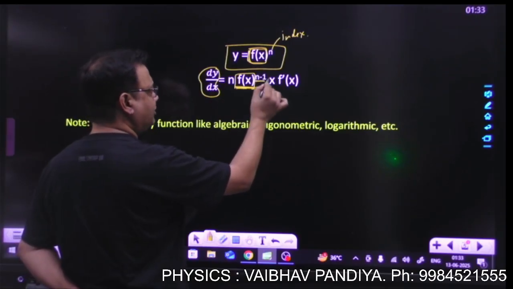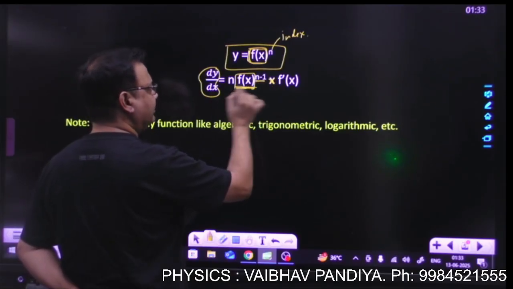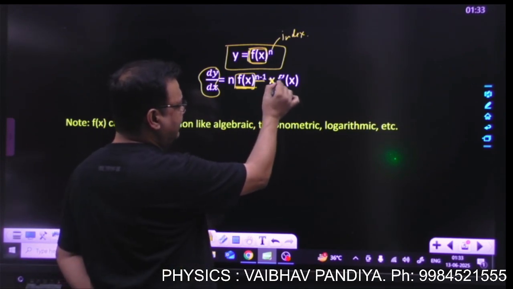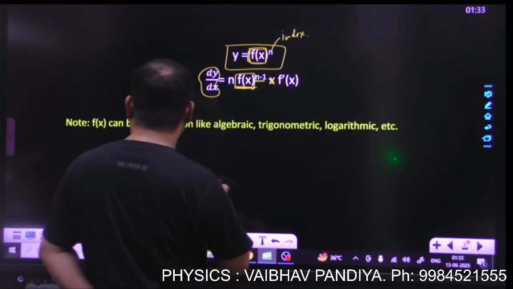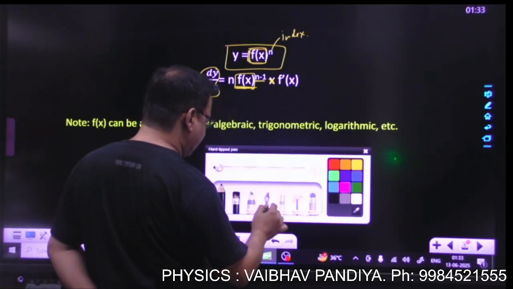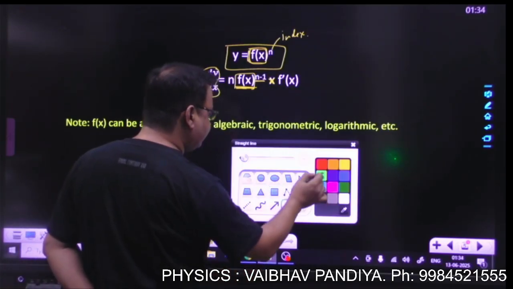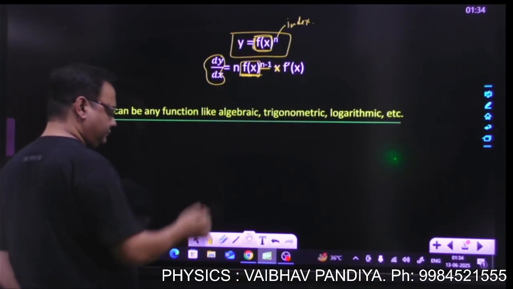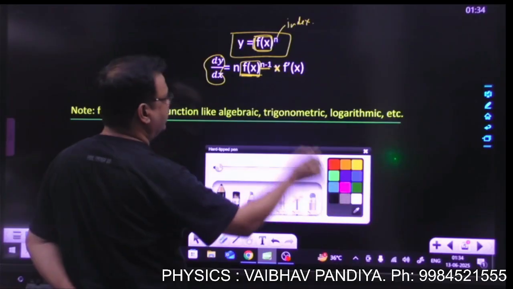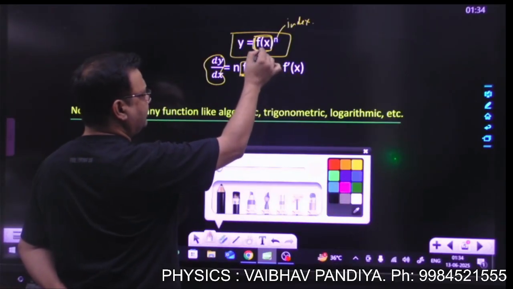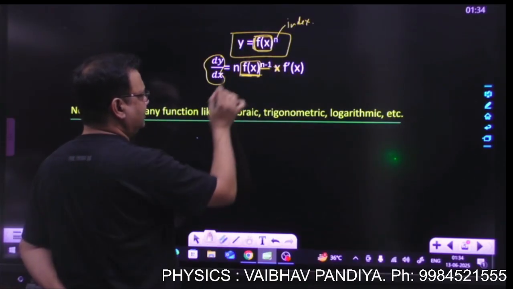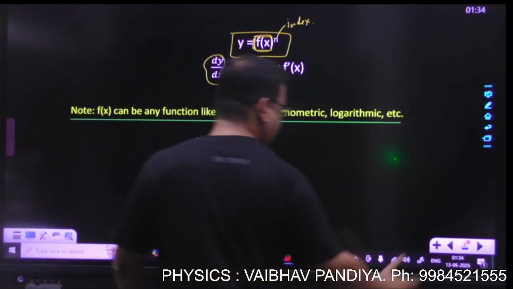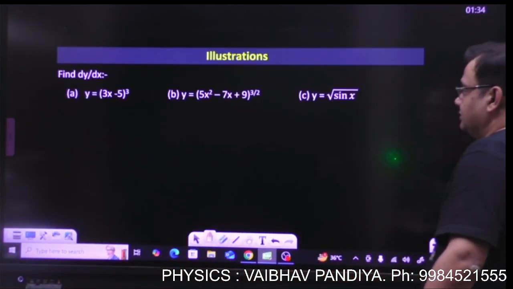This is the first step. Now you have to multiply it with the derivative of f of x. We know how we write the derivative in mathematics, f dash or f prime x. Got it? And this f of x can be anything. It can be an algebraic function, a trigonometric function, an exponential function, anything. So this is the basic of the chain rule in this form, when you have a function to some index. Simply apply the basic formula for the function, then multiply with the derivative of the function.